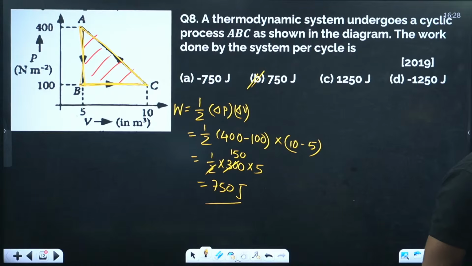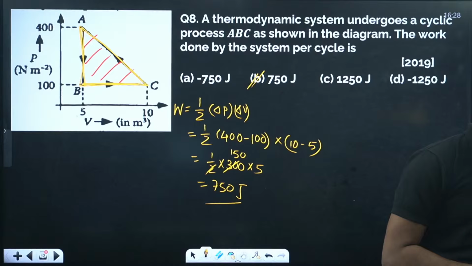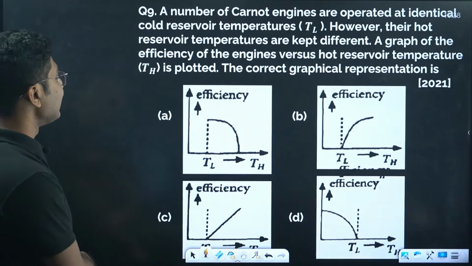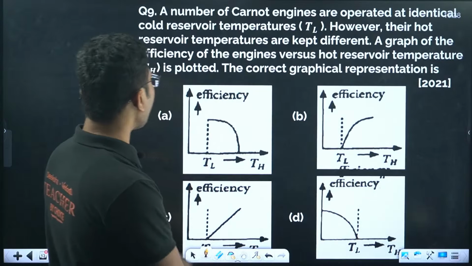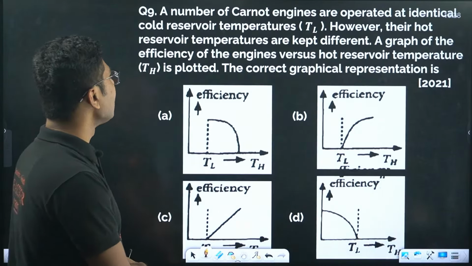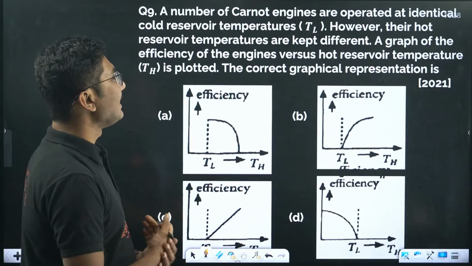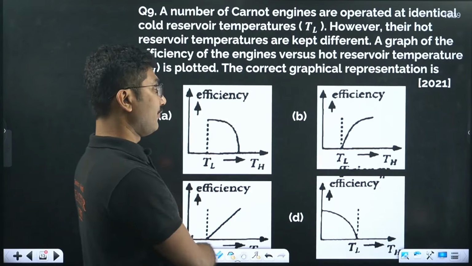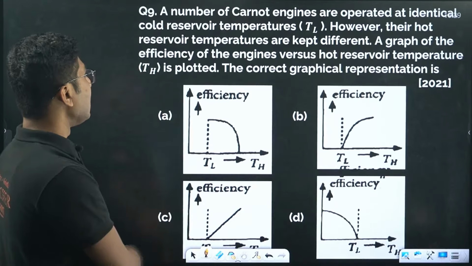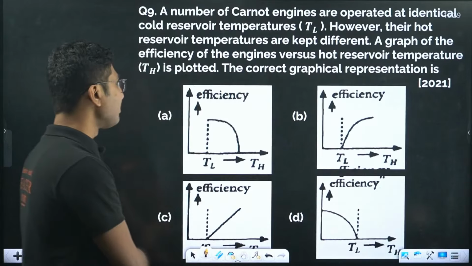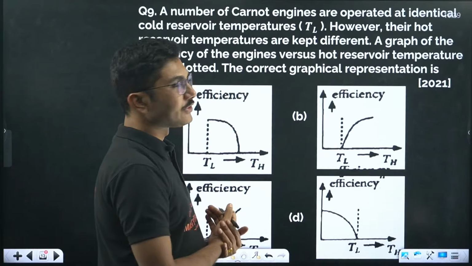Yes. Hi Chetan. Yes, correct. Everyone is correct. B is the correct answer. Now next is a very interesting question from 2021. A number of Carnot engines are operated at identical cold reservoir temperatures TL. However, their hot reservoir temperatures are kept different. A graph of the efficiency of the engine versus hot reservoir temperature TH is plotted. The correct graphical representation is?